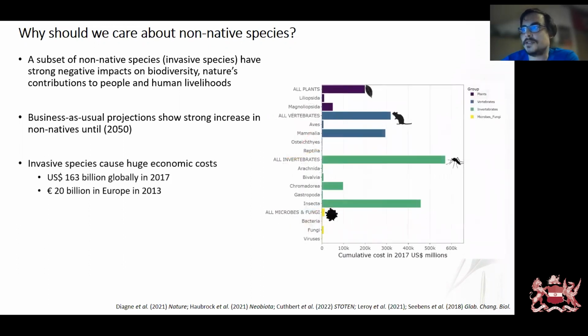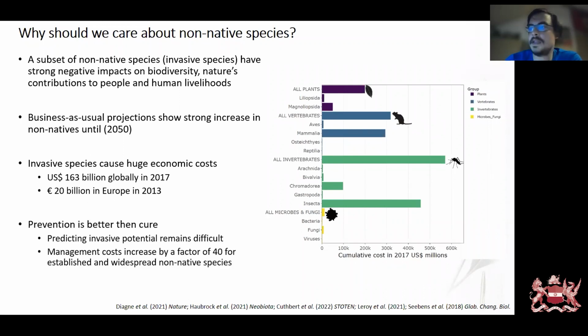Also, invasive species cause huge economic costs. There was this very big and interesting project, InvaCost, which is still ongoing, which showed that we find $163 billion globally in costs in 2017 caused by biological invasions, which is a conservative estimate. For Europe, this is estimated at 20 billion euros for 2013.